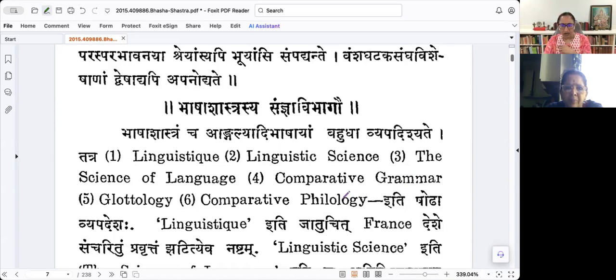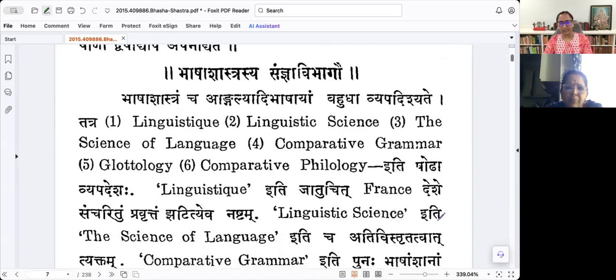Angalyadi bhashayam bahudha vyapadishyate tatra, angla bhashayam. Okay, in English it is separated in such a manner where it says linguistic science, science of language, comparative grammar, glottology, comparative philology. Iti shodha vyapadeshah, six types. Shadvidha.